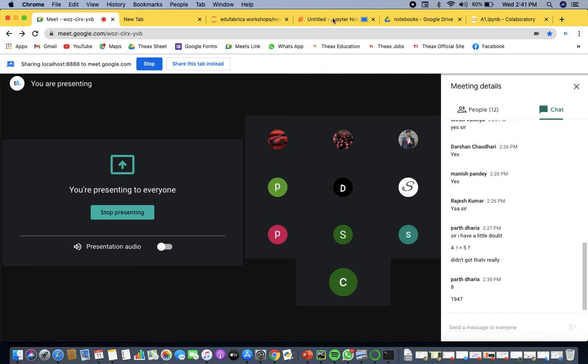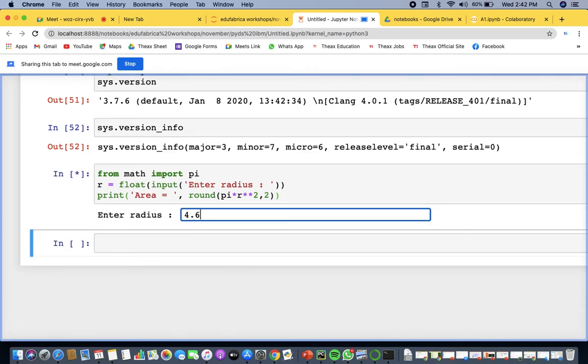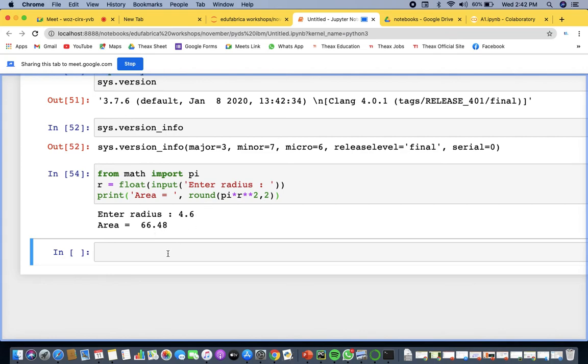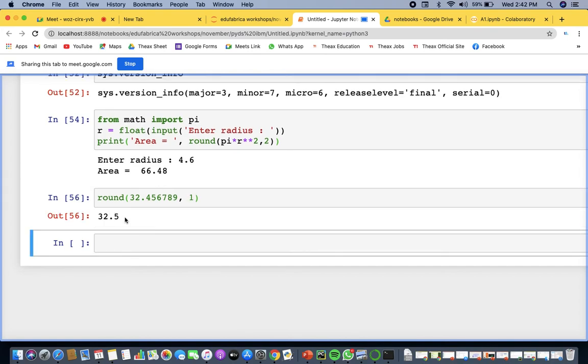Clear to everyone? Okay, now if I want to see only two decimal places, I will use a function called round. I'll say round this value up to two decimal places, so it gives 66.48, rounding off to something like 32 point some digits. If I say round it off to four decimal places, it would be like this. If I say 1, it would be 32.5, and if I say 3, it would be 32.457, like that, right? So I hope things are clear to you all.